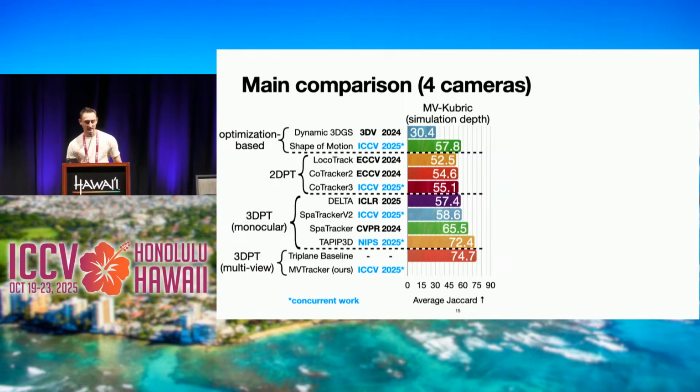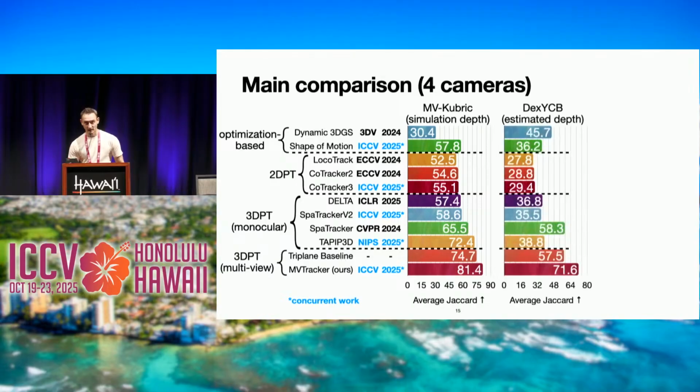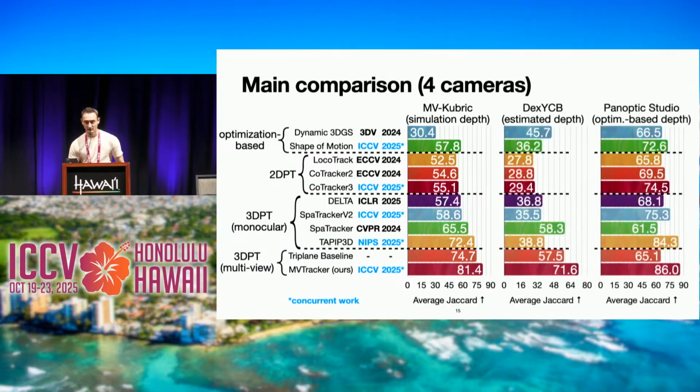Compared to various baselines across different sets of methods, we achieve the best performance across the evaluation datasets. First, starting with multi-view Kubric, which uses simulated depth from Blender, we achieve 81.4 in average Jaccard, which is a metric combining location accuracy and visibility accuracy. We get similar results on DexYCB and Panoptic Studio, which are real-world datasets.